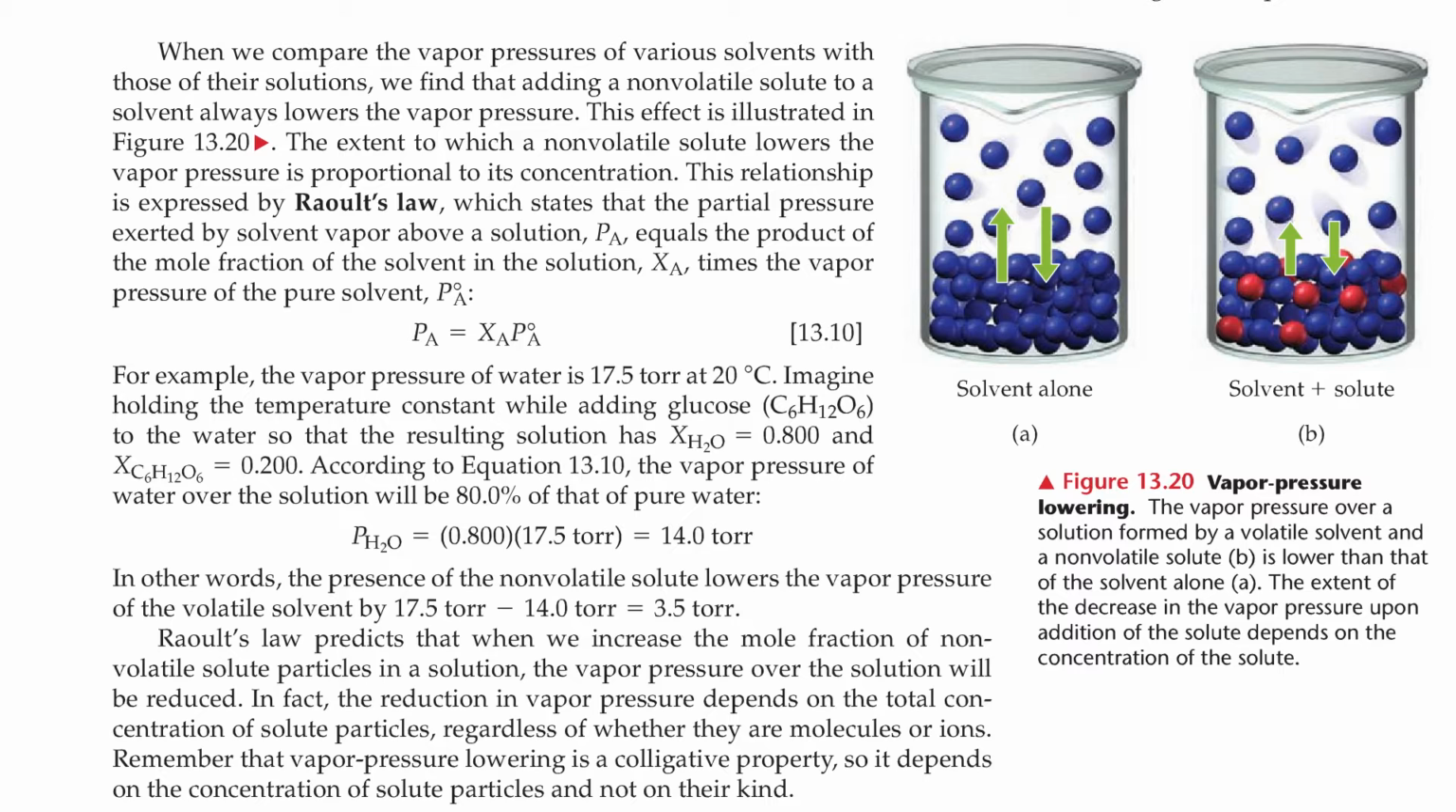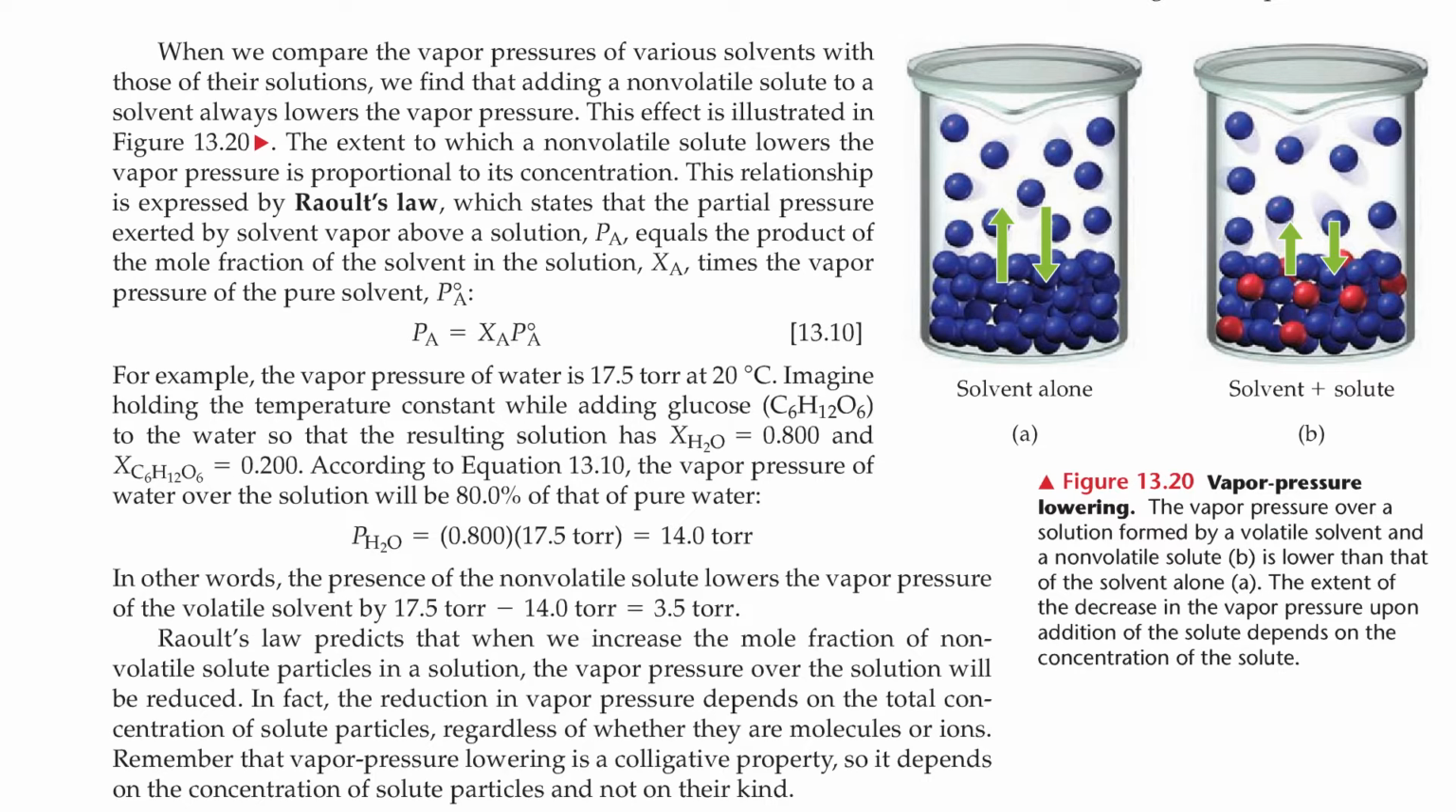Raoult's law predicts that when we increase the mole fraction of a non-volatile solute in a solution, the vapor pressure over the solution will be reduced. In fact, the reduction of vapor pressure depends on the total concentration of solute particles, regardless of whether they are molecules or ions. Remember that vapor pressure lowering is a colligative property, so it depends on the concentration of solute particles, but not upon their kind.